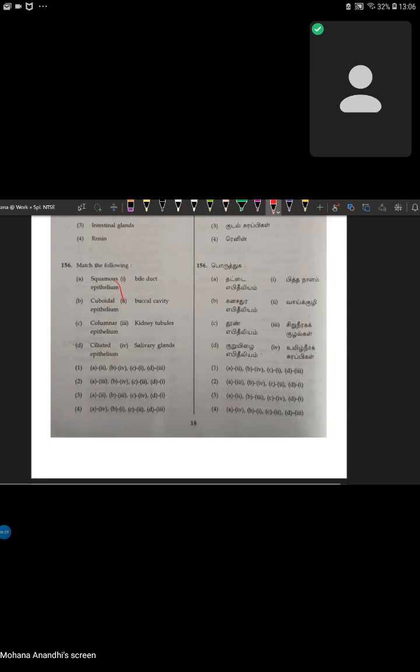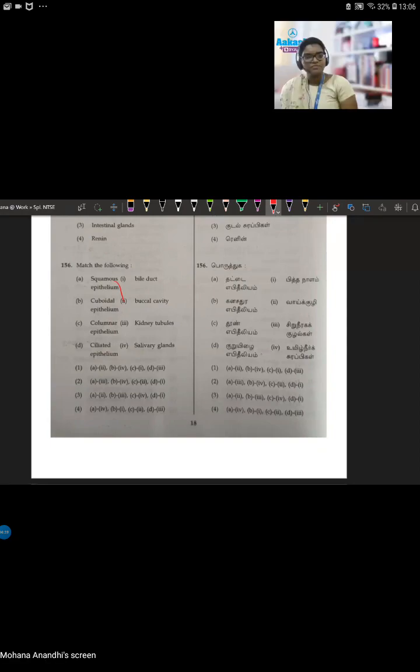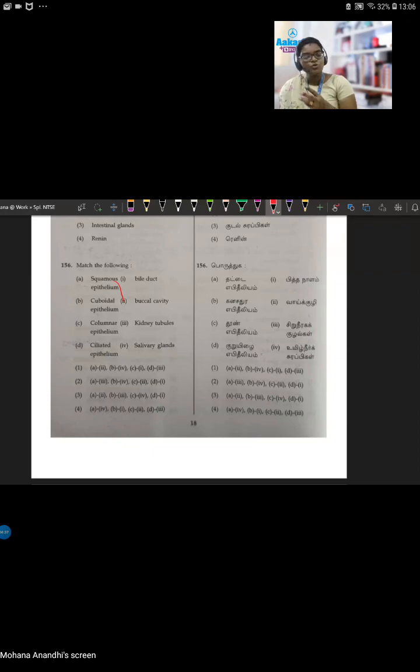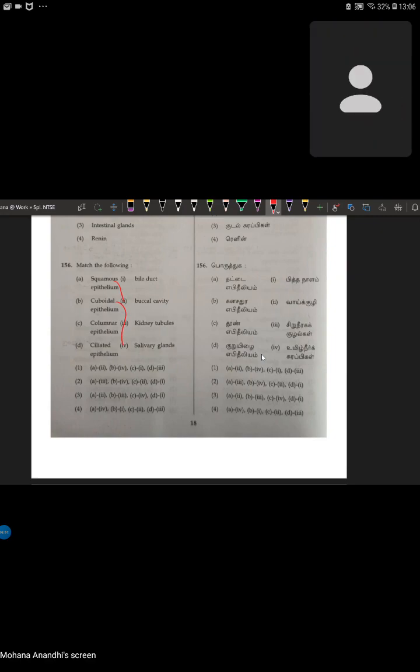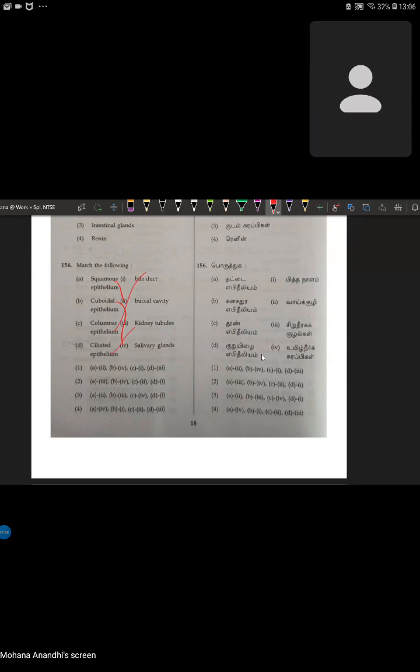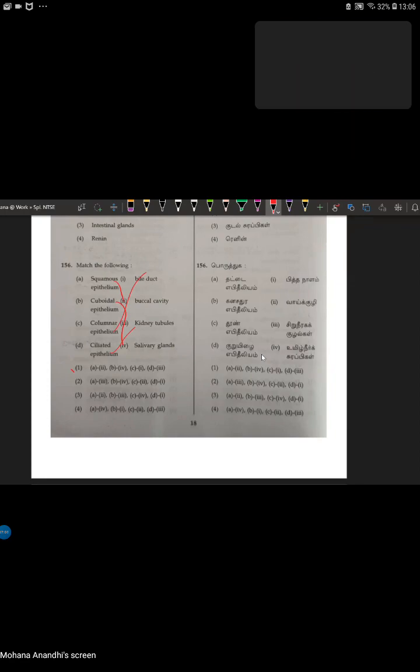156, cuboidal epithelium. They support the glands, right? They support the salivary glands. Apart from being a germinal epithelium, producing the gametes of the ovary and the sperm, they also support the salivary glands. And columnar epithelium is found in the bile duct, and ciliated epithelium in the kidney tubule. So the option is 1. 156 is option 1.